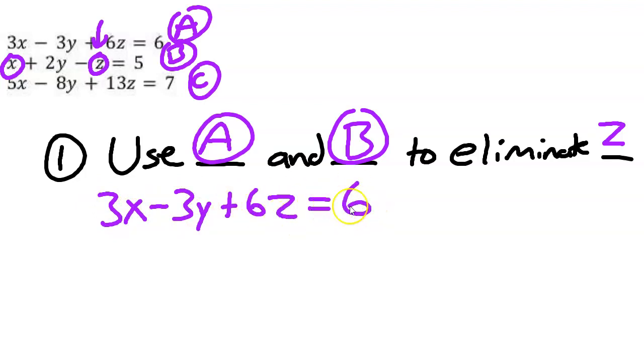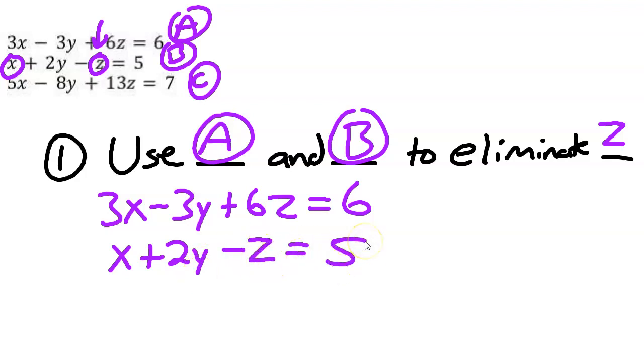Oh, you know what we could have done with this one too? Divided it by 3, right? If all the numbers are divisible by a common number, it's not a bad idea to reduce those numbers down by dividing through by that common number, right? So 3 is a common factor to all these. We could have divided by 3, but we'll just run with it. And then we have the second equation.